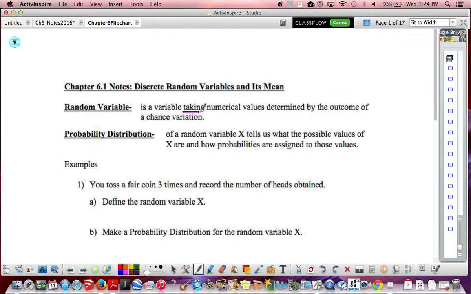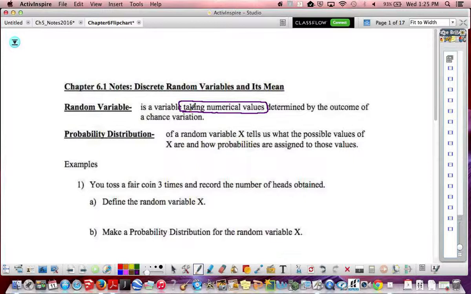So, first of all, when we talk about a random variable, it's a variable that basically takes on some sort of numerical value in some sort of chance variation. So one of the things that I could take a look at is, for instance, rolling a six-sided die. When I roll a six-sided die, those outcomes have numerical values: 1, 2, 3, 4, 5, 6. Those are the actual outcomes. And then I'll have probabilities assigned to them.